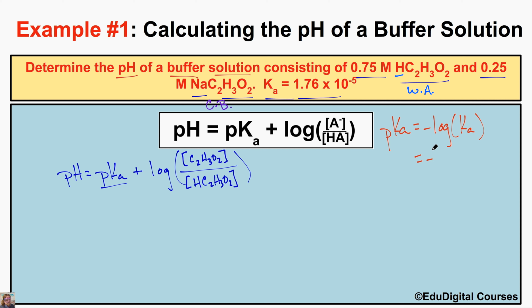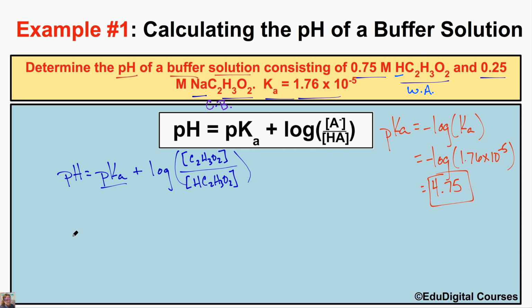So to get the pKa, we're simply going to take the negative log of 1.76 times 10 to the negative fifth. And when we put this in our calculator, we'll take the negative log of 1.76 times 10 to the negative fifth. And if we use the correct number of sig figs, we're going to end up with 4.75. So here is our pKa value. And so now we can go ahead and place that right in here.